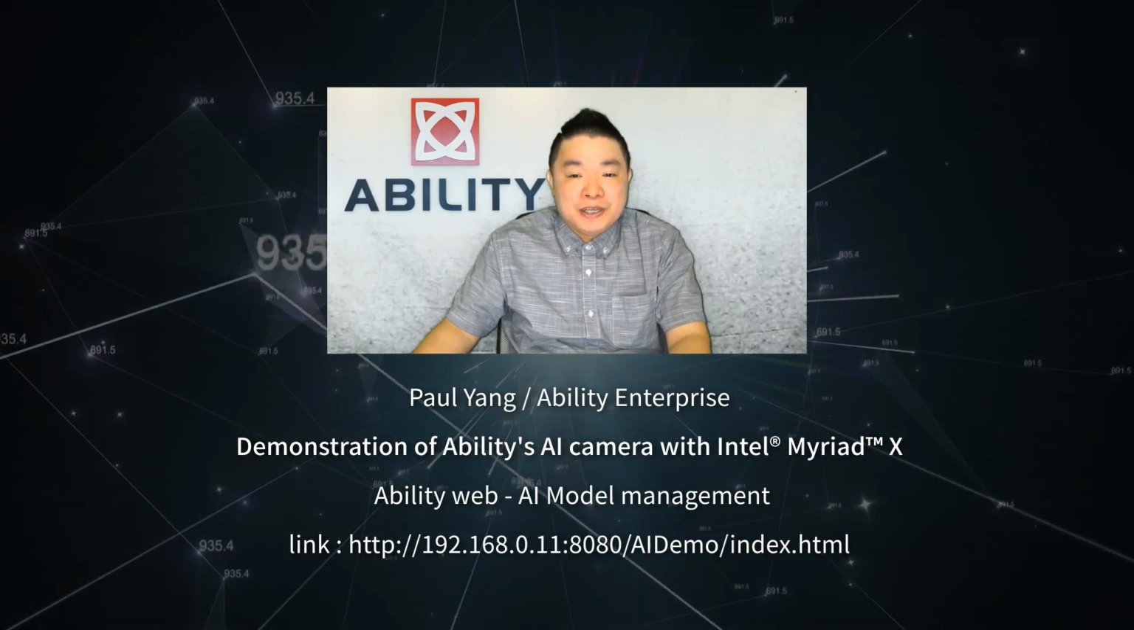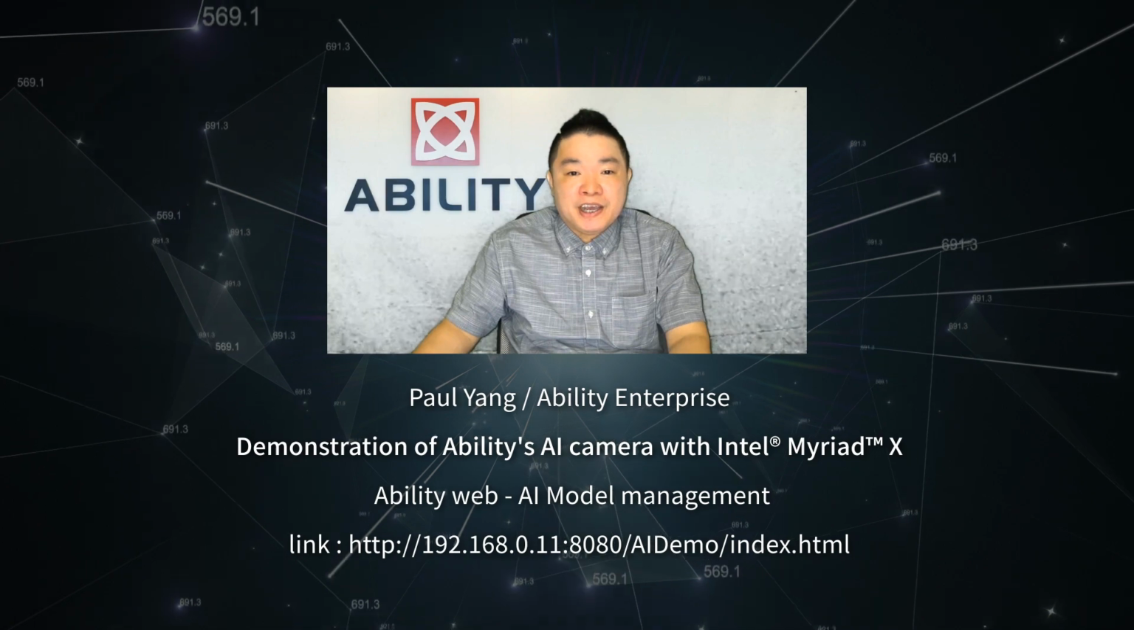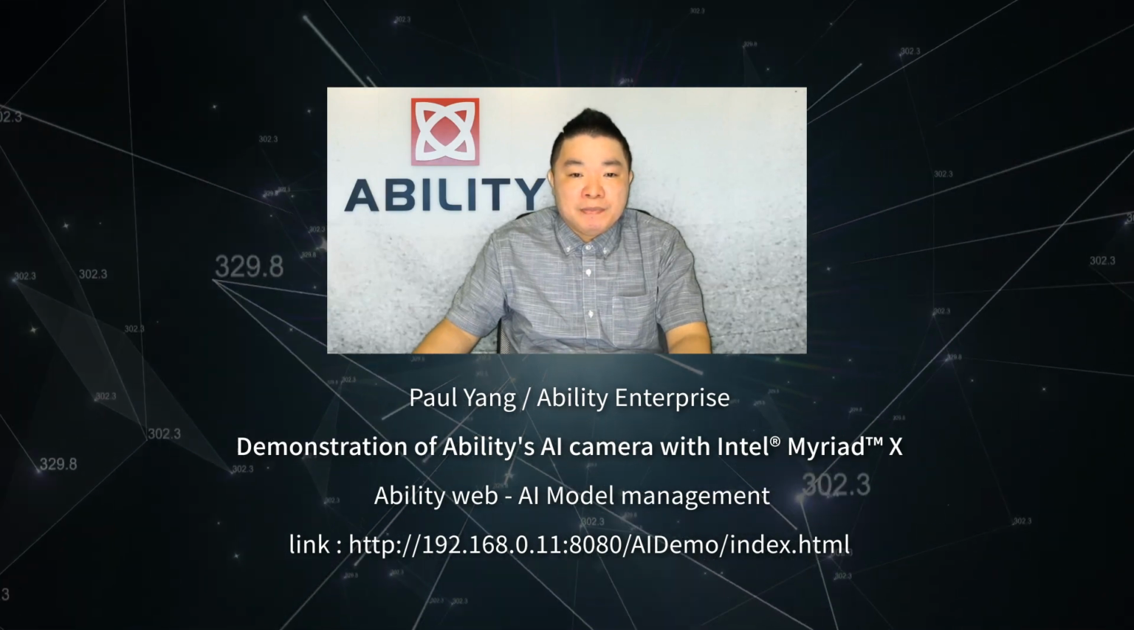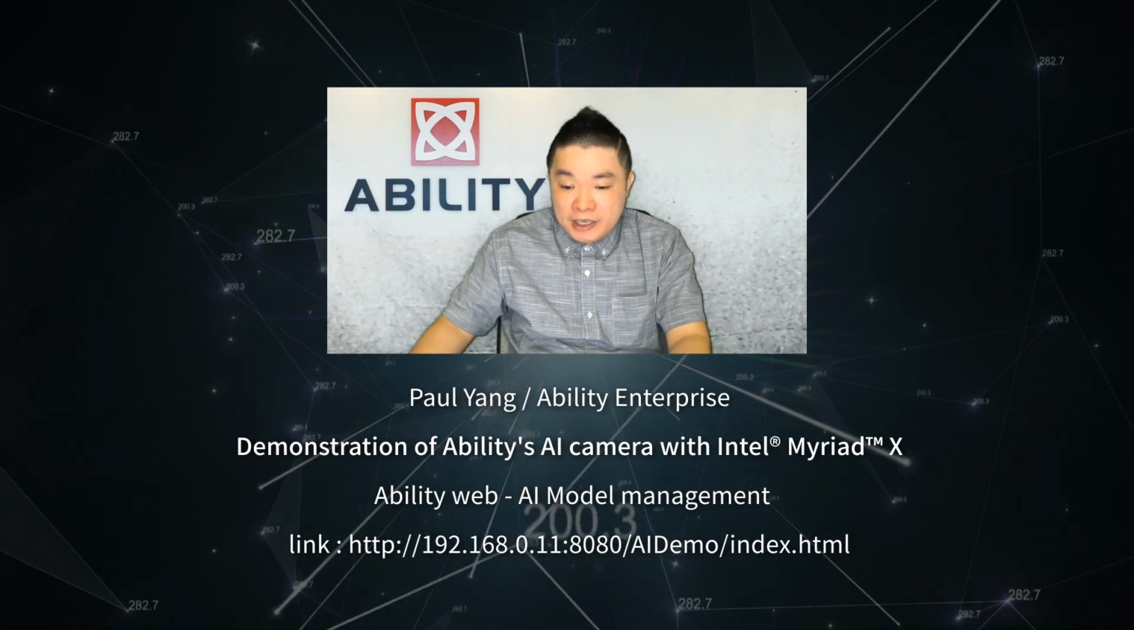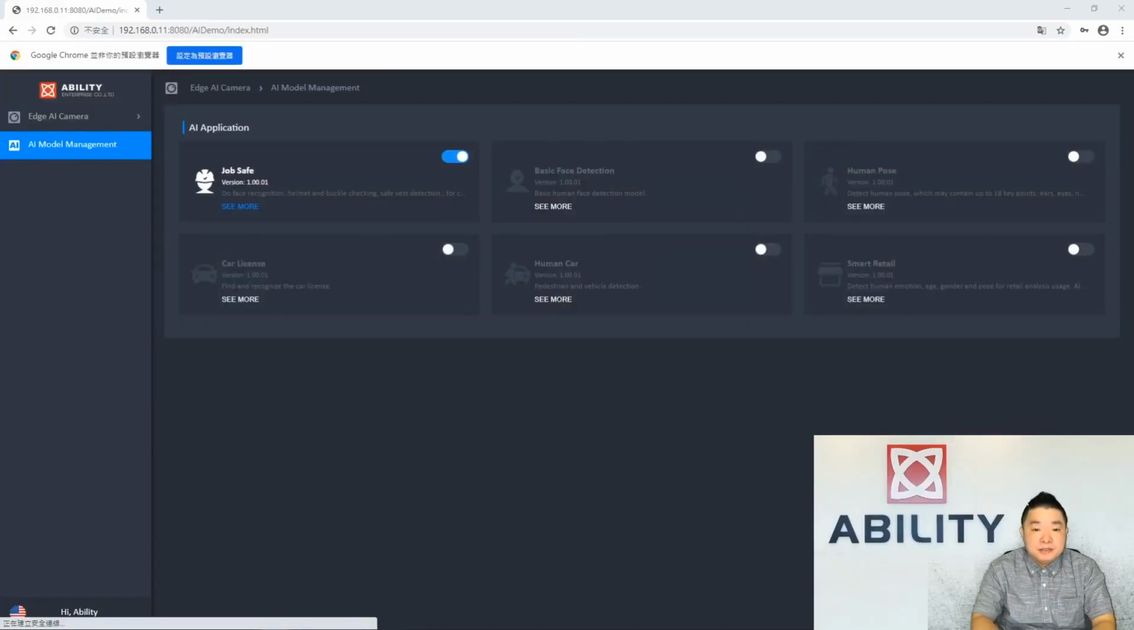I'm here to introduce and demonstrate a new feature for Ability AI Camera. This new feature is called AI Model Management, and it can be found on the web user interface. In here, we can choose different AI applications to run.